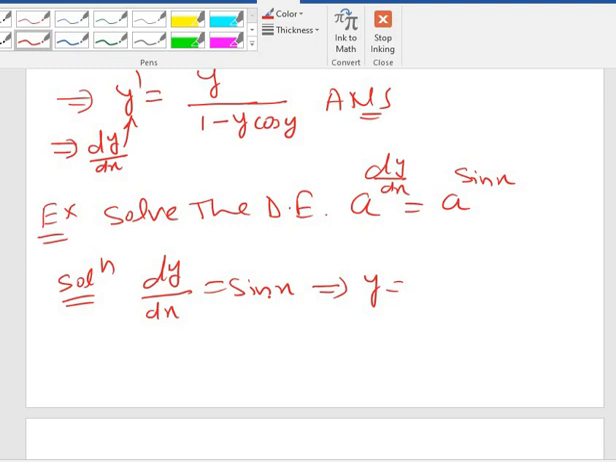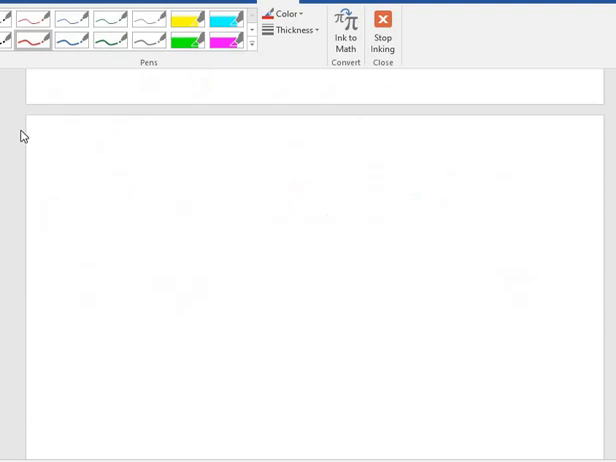So y is equal to the integration of sin x, which is minus cos x plus c. This is the answer of that one. Similarly, if it is written as e power, then the base is the same, so you just simplify and write the answer. So hopefully you understand.